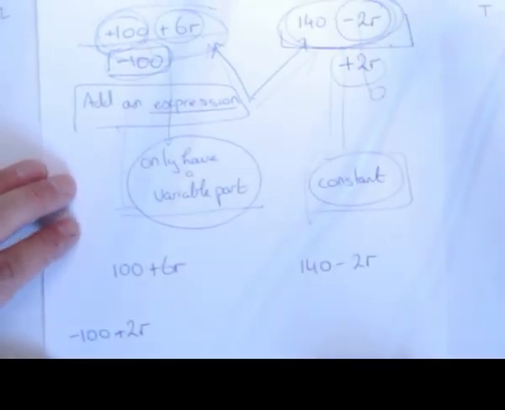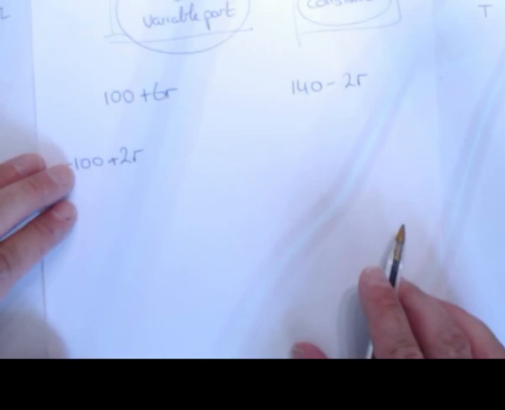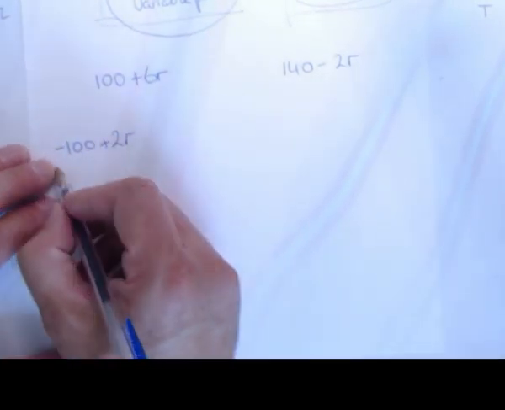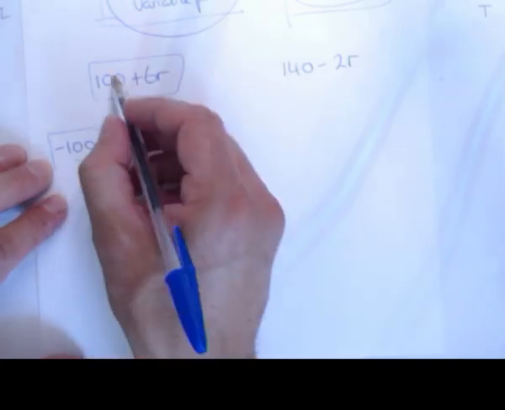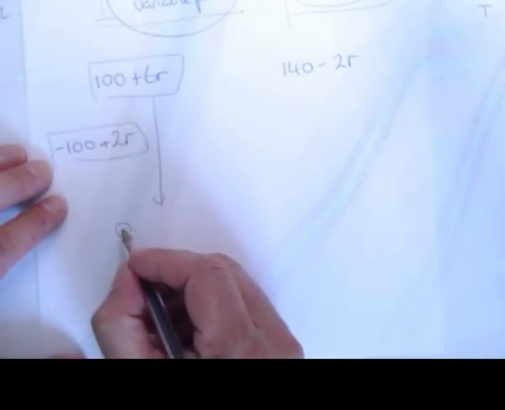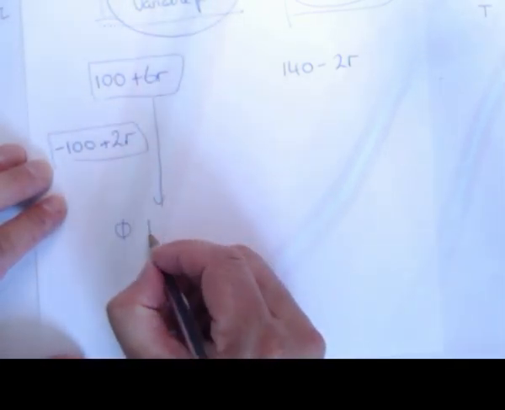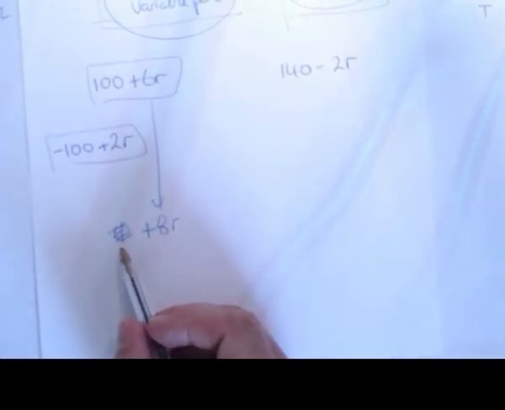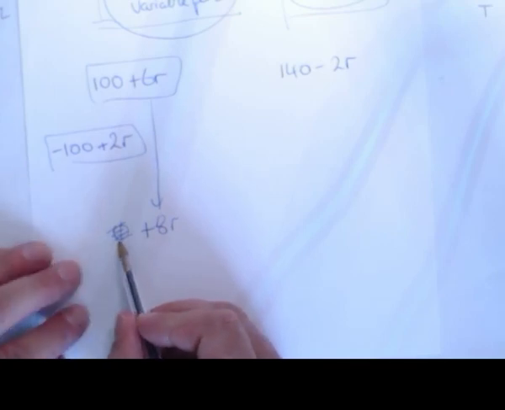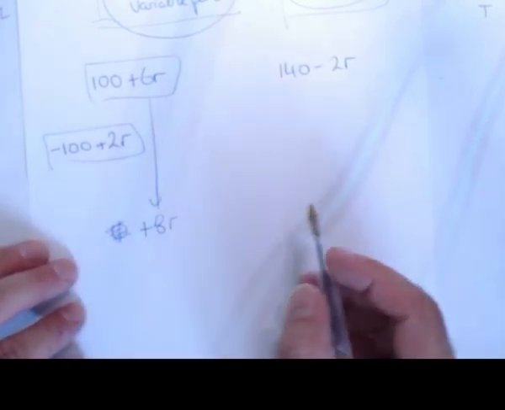So you already know how to add one expression to another. Let's add this to this and see what we get. Well, the 100 minus the 100 gives you nothing, 0. 6r and 2r gives you plus 8r. If you've got nothing added to something, there's no point even writing it down. Let's just say we've got 8r.